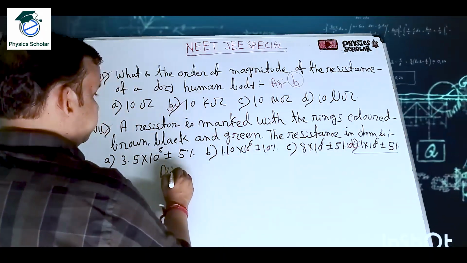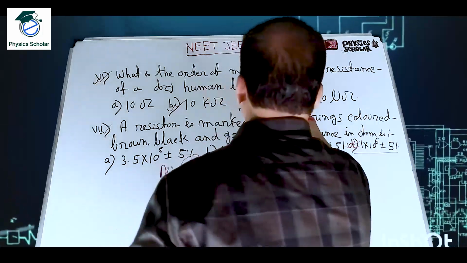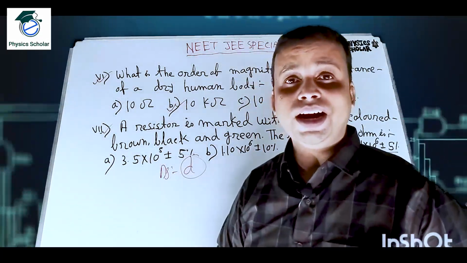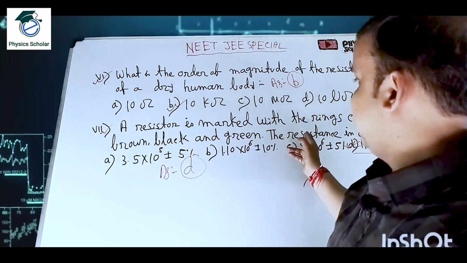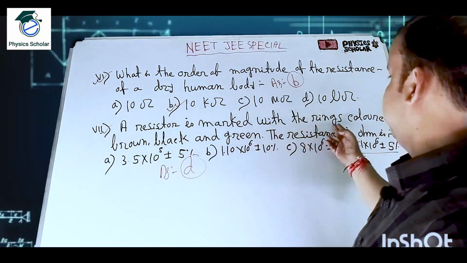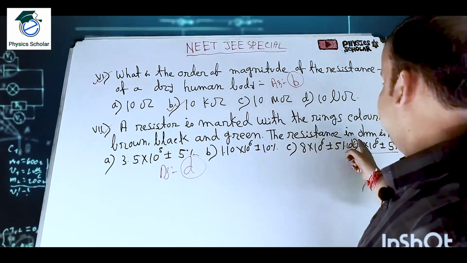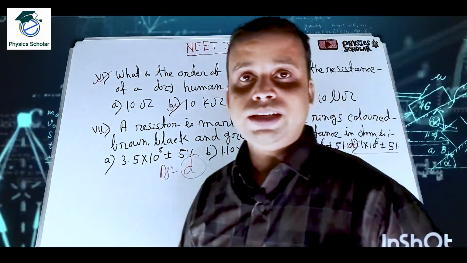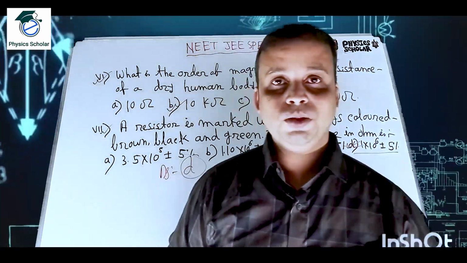So the answer for this question will be answer D. The resistance of the dry human body will be 10 kilo ohm. As for the color code, if the resistor is marked with the rings colored brown, black and green, then the resistance will be 1 into 10 to the power 6 plus minus 5%. Hope you have understood this.